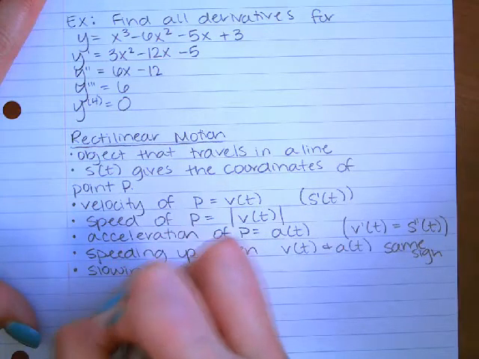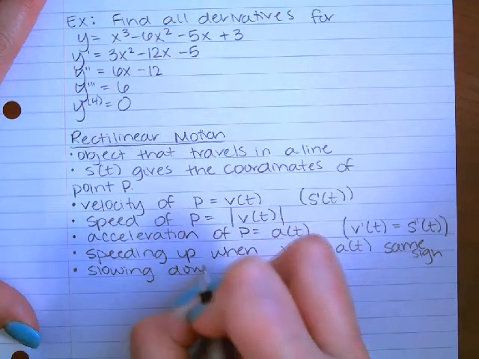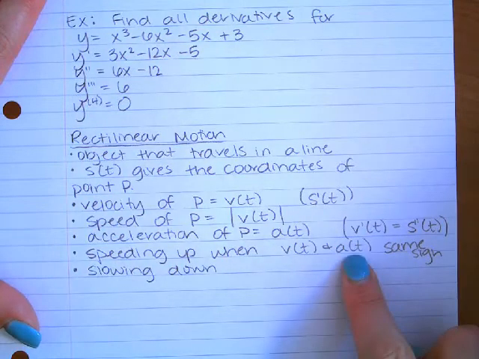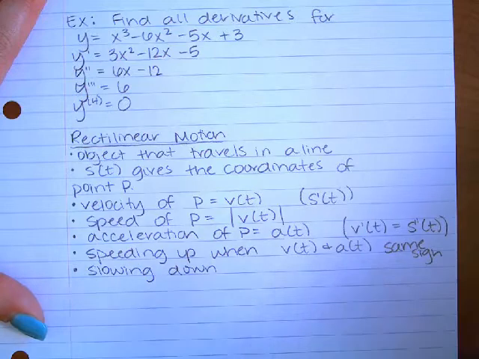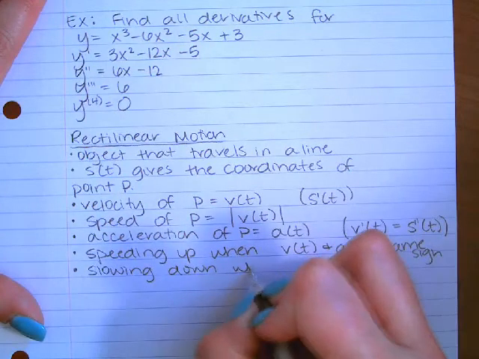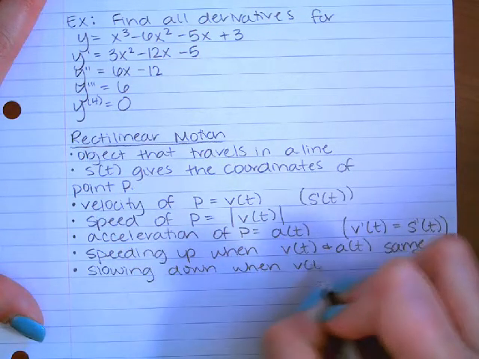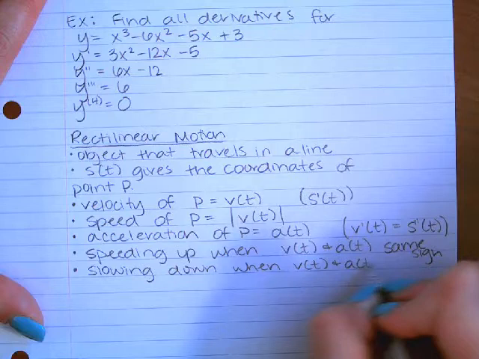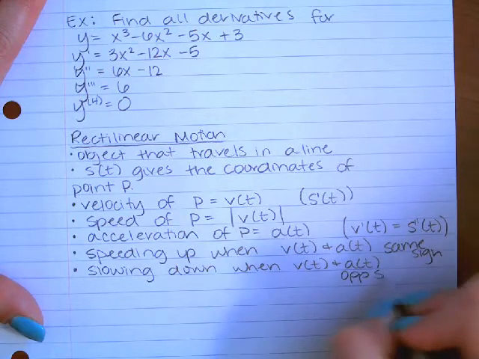And you'll notice I'm not saying accelerating and decelerating, because that's going to be the sign of A of t. I'm talking about what the particle looks like if you were to look at it. I'm not using acceleration. I'm just saying, is the particle moving faster or slower? It's slowing down when the velocity and acceleration have opposite signs.